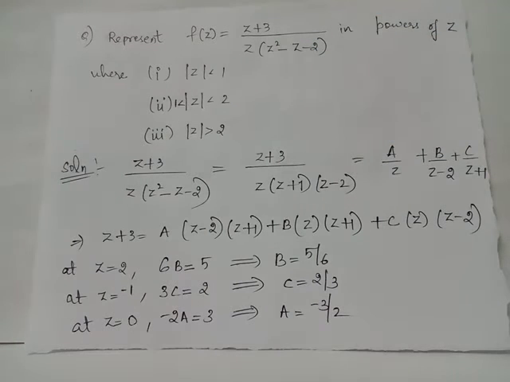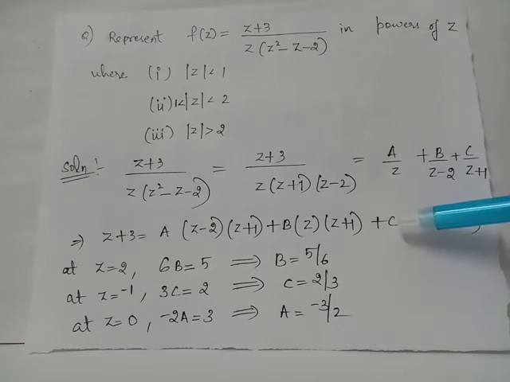f of z can be written in partial fractions as a by z plus b by z minus 2 plus c by z plus 1. When you multiply both sides in the numerators with z into z plus 1 into z minus 2, we obtain this equation. In this equation, when you give z equals 2, you notice that these two terms become 0 and we get 6b equals 5, which gives b equals 5 by 6.